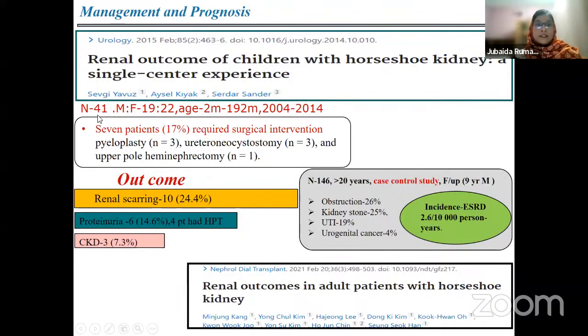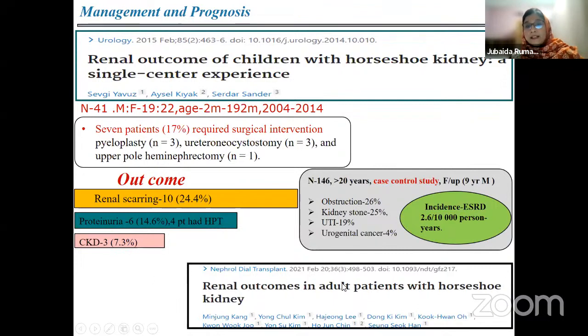In the first study, they took 41 children with horseshoe kidney, from 2 months to 16 years of age. They were followed up for a total of 10 years, and among these 41 patients, 7 required surgical intervention like pyeloplasty, ureteroneocystostomy, and upper pole heminephrectomy. Over these 10 years, in 10 patients renal scars were found. In 6 patients proteinuria was there, and among these 6 patients, 4 had hypertension. And among these 41 patients, 3 developed chronic kidney disease.